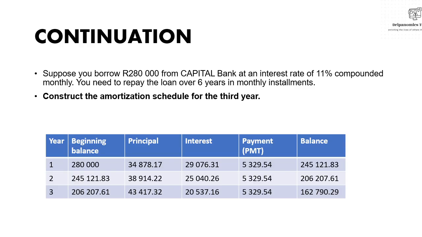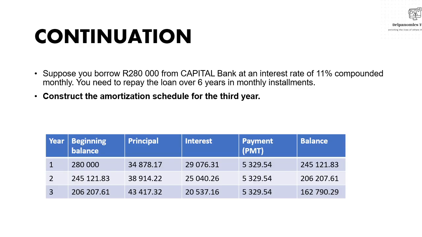On your calculator, it does show PRIN, which stands for principal. Equal, INT or interest. On your calculator, it says 20,537.16. Equal again. The ending balance is 162,790.29. So you see that the calculator actually does everything for you. What you do is calculate the PMT and then everything else will flow.